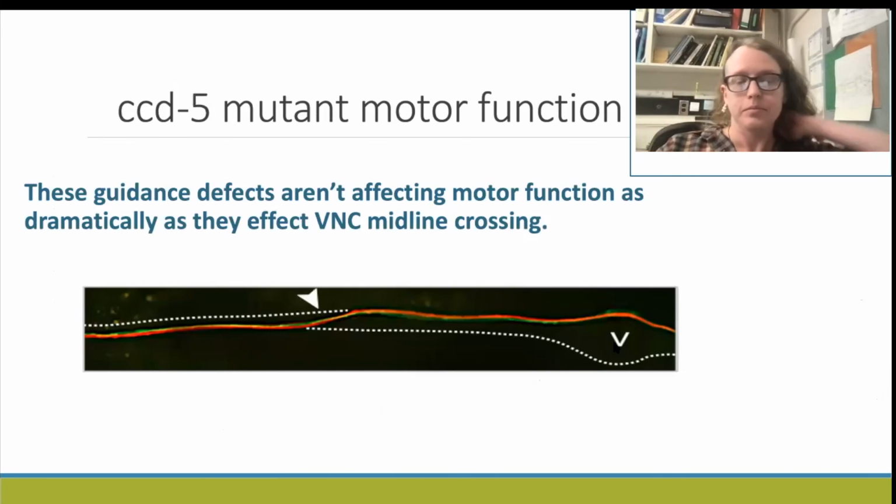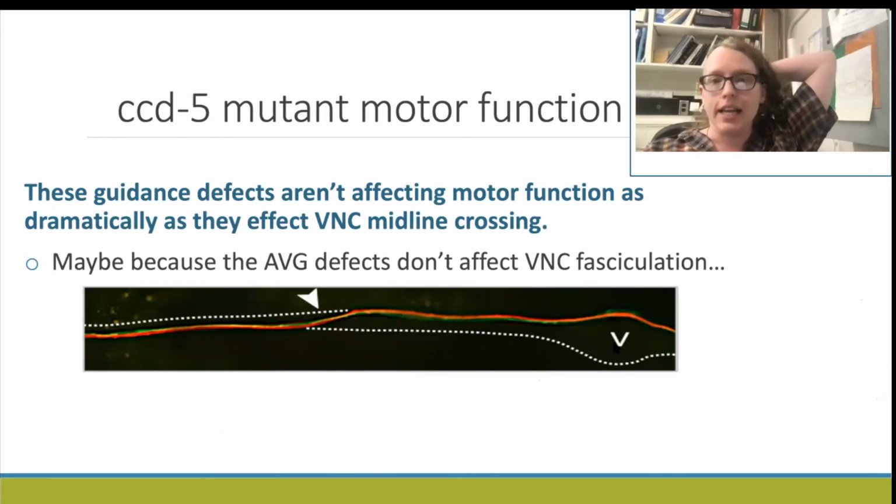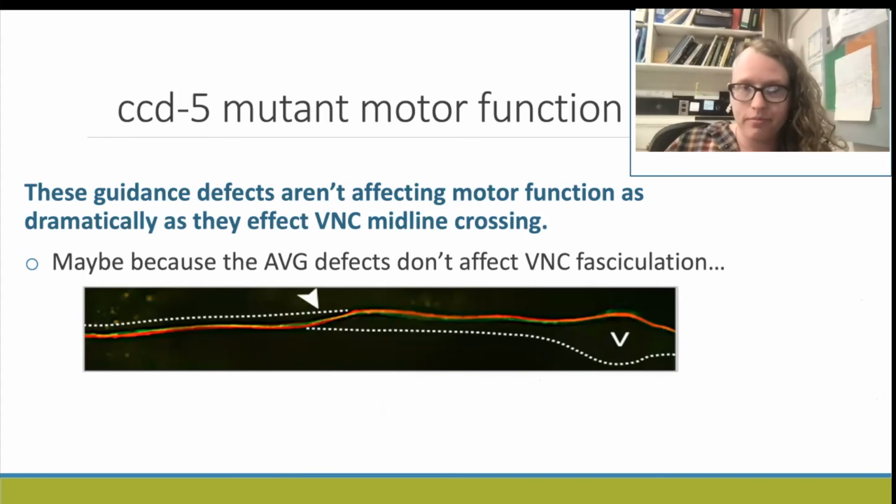All right, so let's talk big picture. These guidance defects aren't affecting motor function as dramatically as they're affecting the ventral nerve cord midline crossing. That's clear. Ventral midline, this double mutant has over 50% defect rates in the ventral nerve cord. But they're barely affected functionally, looking at these behavioral parameters.